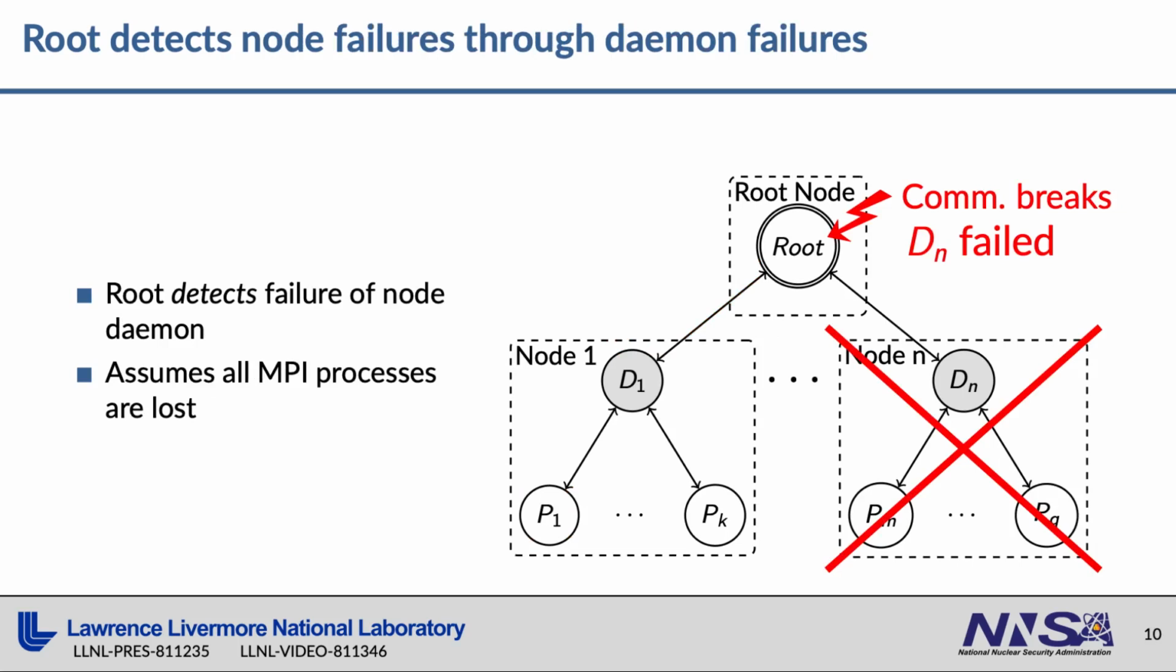Detecting node failures is different because the root process directly detects that a daemon has failed by sensing that the communication channel that it had with this daemon has failed. So it assumes that all MPI processes on that node are lost and that effectively this is a failed node.